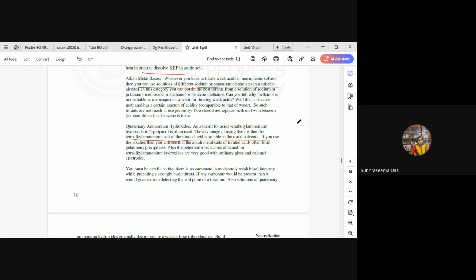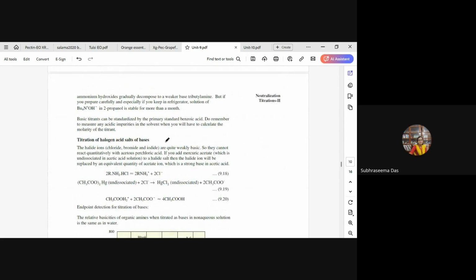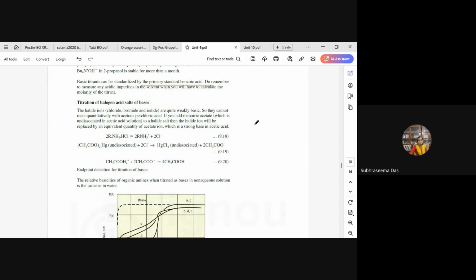If we use the alkalis, then we will see that the alkali metal salts of titrated acids form precipitates. Also, the potentiometric curves are very good and can be easily detected with ordinary glass or calomel electrodes. Now, basic titrants can be standardized by the primary standard benzoic acid. So for acidic titrants, we can use KHP, and for basic titrants, we can use the standard benzoic acid.